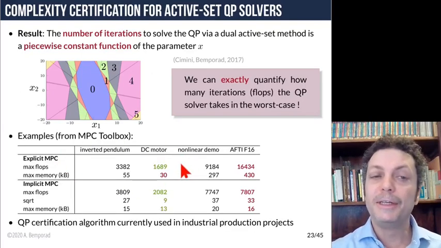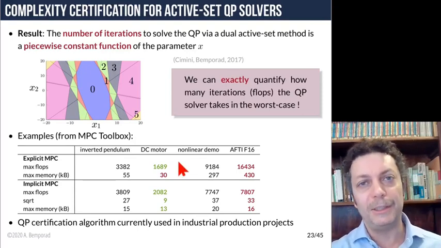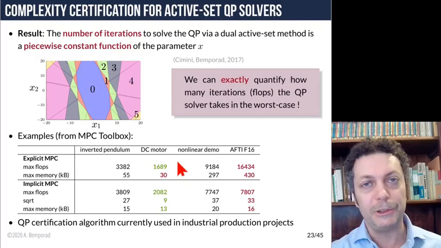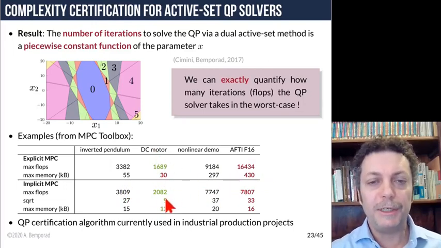And now you can compare MPC done using online optimization with MPC done using an explicit version of the controller. And here you see 4 simple examples taken from the MPC toolbox. For example, here you see that explicit MPC is faster in terms of flops in the worst case compared to online quadratic programming, although it takes more memory to store the partition than the memory taken by the solvers and the QP matrices you need to store.